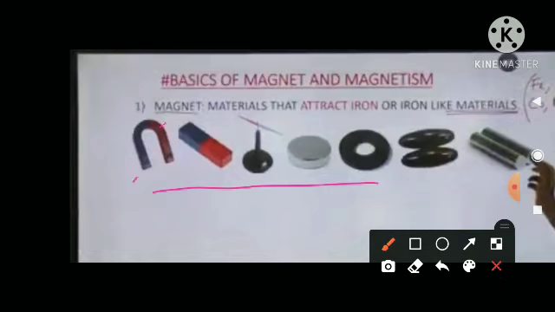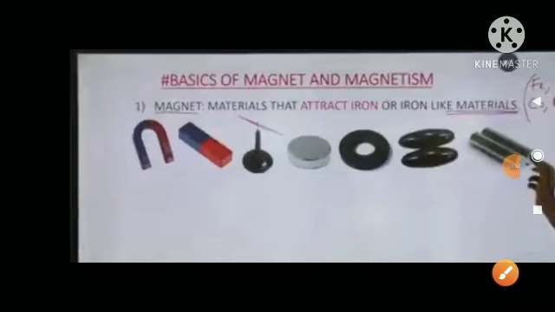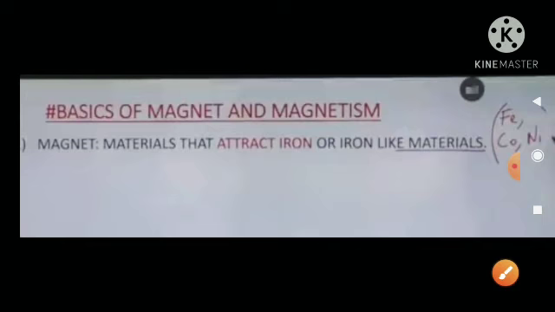So this is the horseshoe magnet and bar magnet that we see here. This is the magnet needle used in a compass. Yes, it is the horseshoe magnet, the simple magnet, cylinder magnet, etc. Loop magnets. These are the types of magnet. So let's move ahead. What are the basics of magnet and magnetism? Magnet, yes, we know materials that attract iron or iron-like materials are known as magnets.